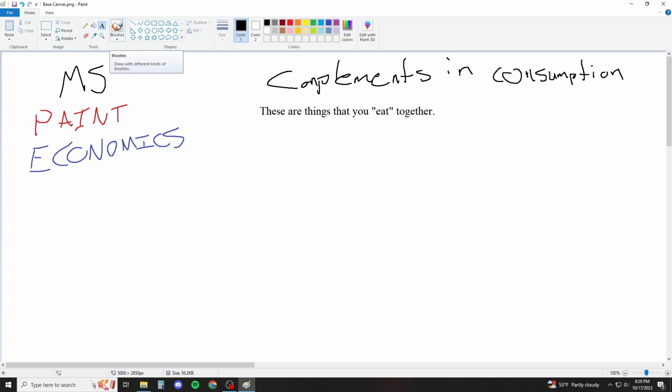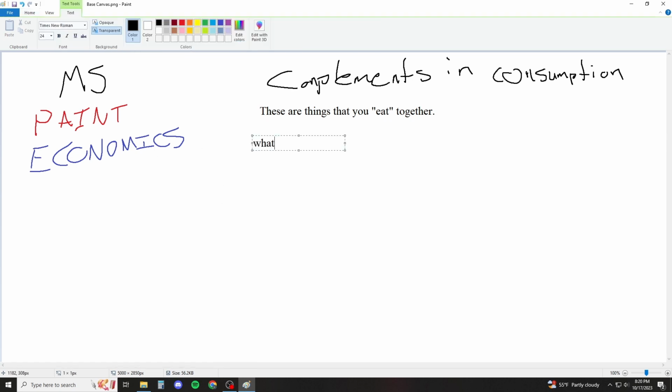Well, how do these things affect each other? This is what you guys aren't going to like. Let's say that I have... what happens when the price, well, let me be even more specific. What happens to the demand for hot dogs when the price of hot dog buns goes up?